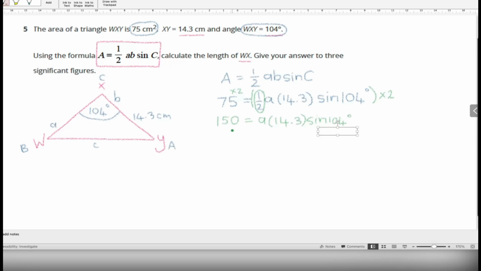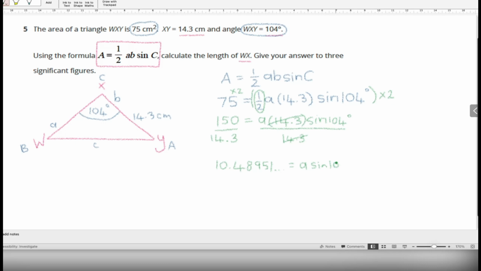Now I'm going to divide this side by 14.3. The 14.3 above the line and below the line will cancel out. Whatever I do on the one side, I have to do on the other side as well, so I have to divide this side by 14.3 as well. Now, what is 150 divided by 14.3? Let's have a look. 150 divided by 14.3 gives me 10.48951, and so it goes on. The number goes on and on. So that is equal to A multiplied by the sine of 104 degrees.